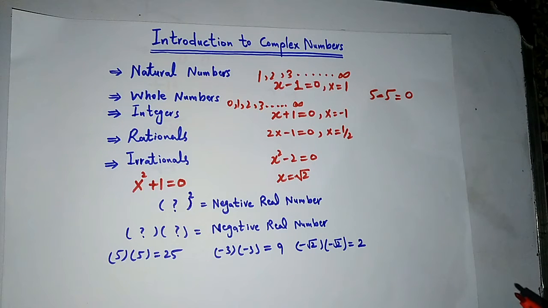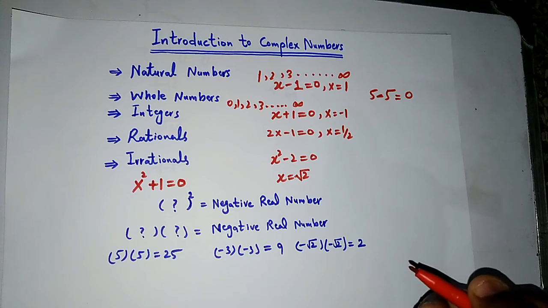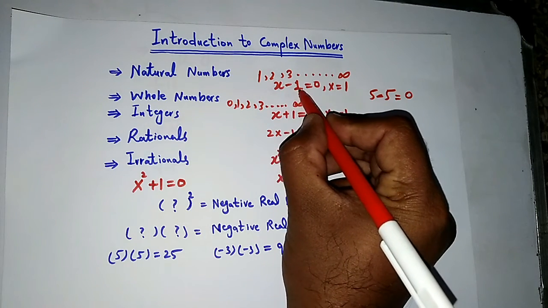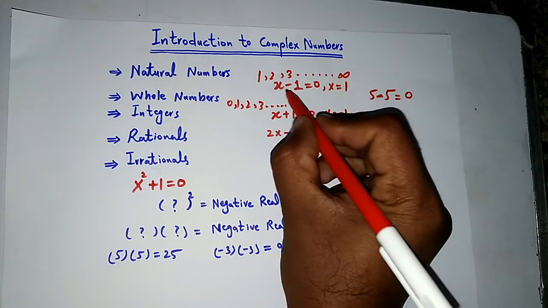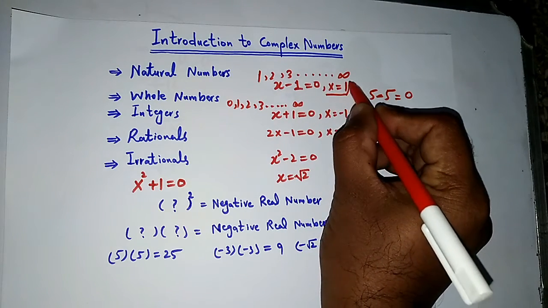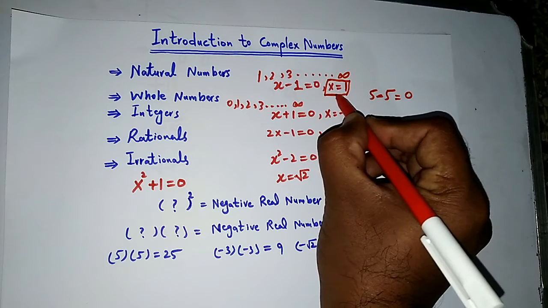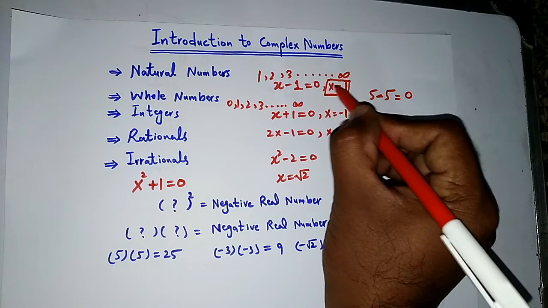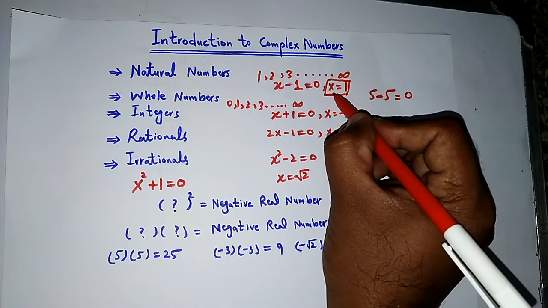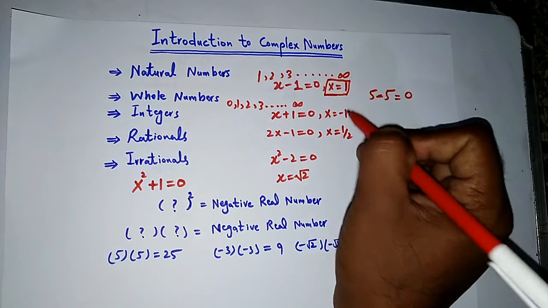Another thing, if we want to solve equations, how do these systems help us? For example, if we want to solve x minus 1 is equal to 0, when we solve this, we find out that x is equal to 1. 1 is a natural number. So natural numbers help us to find the solution of x.